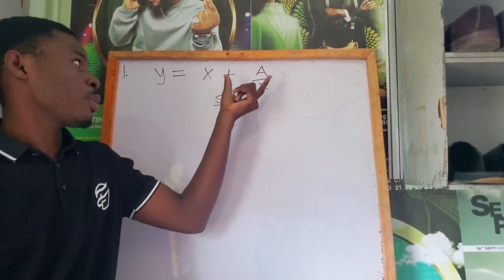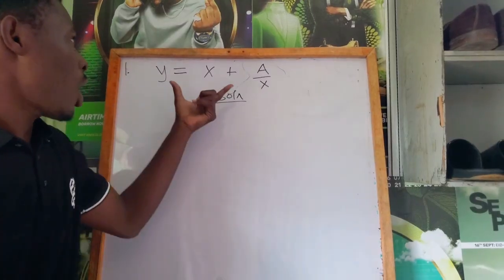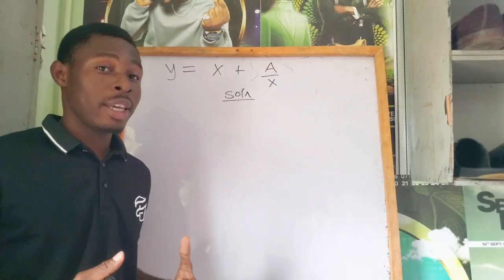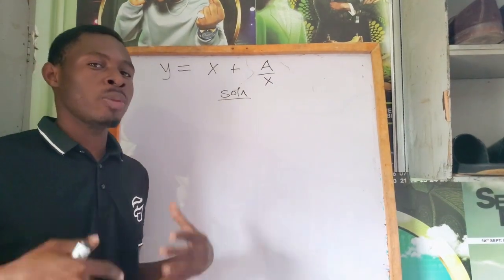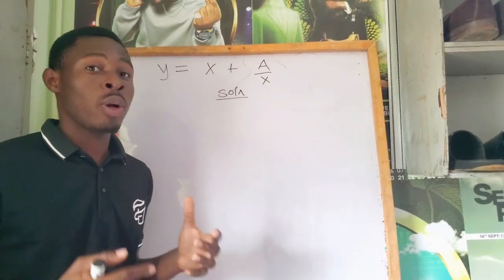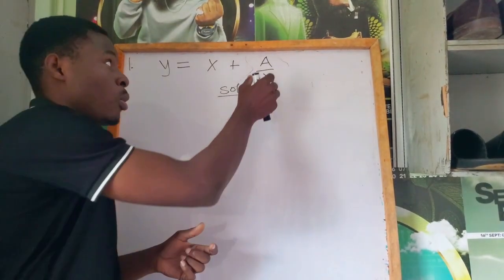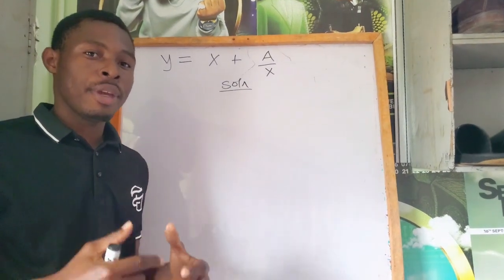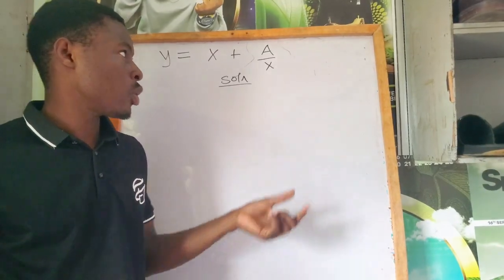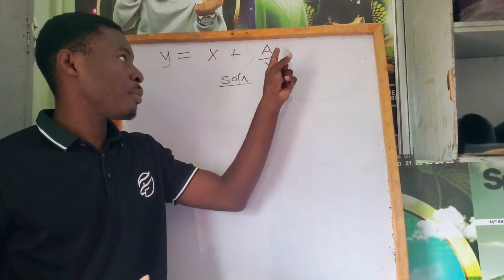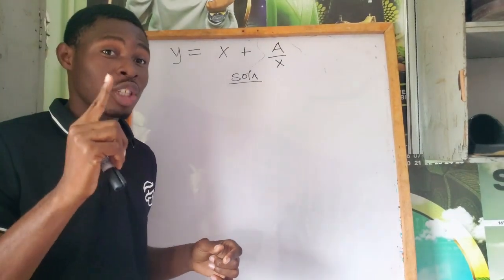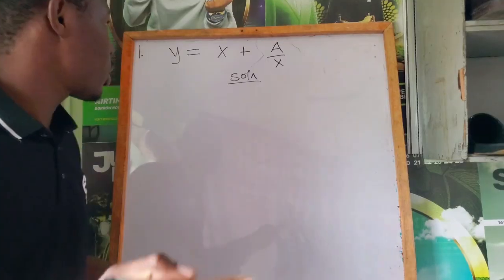So let us take a look at our first example. y is equal to (x plus a) all over x. Now, how do we eliminate a to form the differential equation? We eliminate a by differentiating. You must be asking, how many times do we need to differentiate? The number of arbitrary constants that appear in the equation determines how many times you need to take the derivative. Here we have only one arbitrary constant, so we differentiate only once. Do not differentiate more than once. So let us get into the problem.